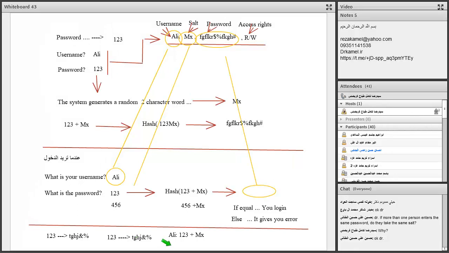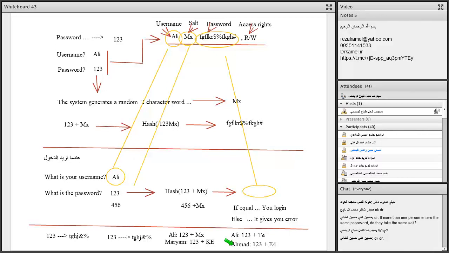Again, if Mariam assigns her password as 1, 2, 3, the salt for Mariam may be ke. It's different from Ali, so it's again different from this one. If Ali changes his password and again puts 1, 2, 3, it becomes Ali plus T. Or if Ahmad changes his password to 1, 2, 3, it becomes this one.